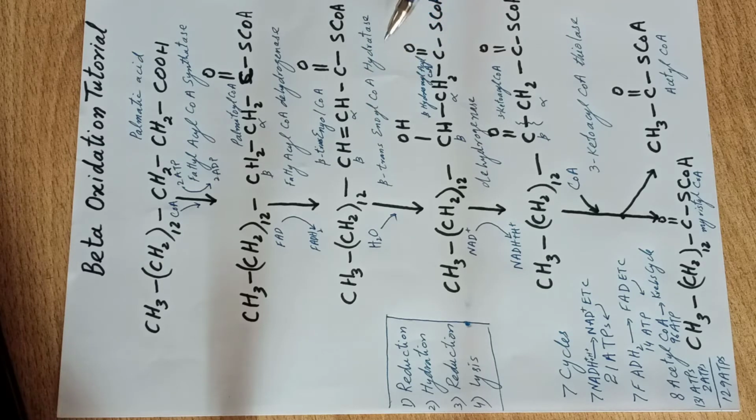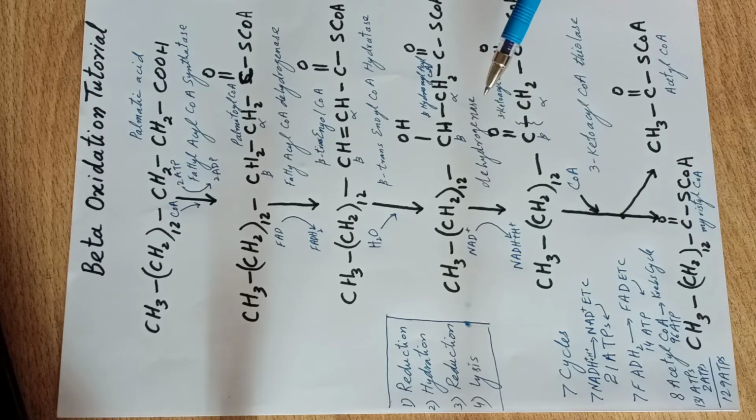Then the next reaction is the hydration reaction. What happens in the hydration reaction? One molecule of water is added in the reaction. Hydrogen is attached to the alpha carbon and a hydroxyl group is attached to the beta carbon, and we have the beta hydroxyacyl CoA form of the fatty acid.